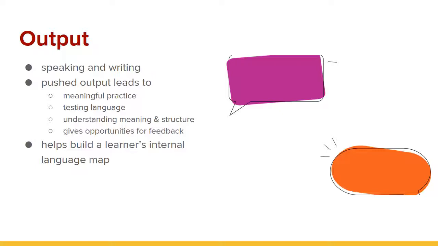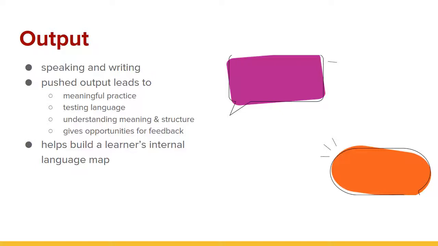Output is, as we've talked about before, the speaking and writing parts of language. And really, output is most useful and it's necessary for part of the language learning process to encourage learners to create output. Sometimes we talk about this as pushed output, meaning we require learners to create output that fulfills particular tasks or structures that we want them to practice.